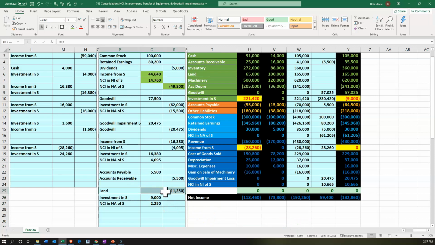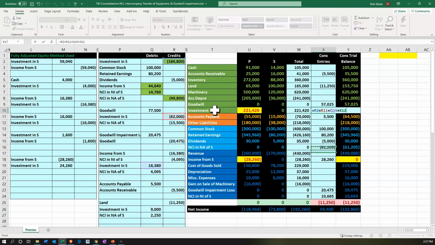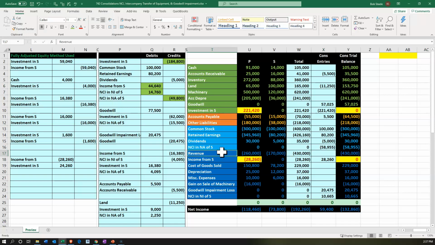Let's record it. Land then going down. Going up to land, we're going to say it should be decreased by that 11,250. The investment in S, here's the investment in S. I'm going to say F2 plus F2. That's going to be the debit of the 9,000. Then the non-controlling interest in A is here. I'm going to say F2 plus F2, and that's going to be the 2,250.